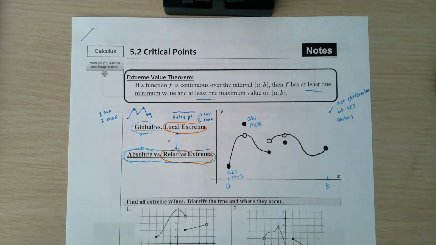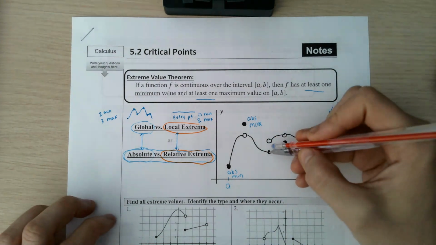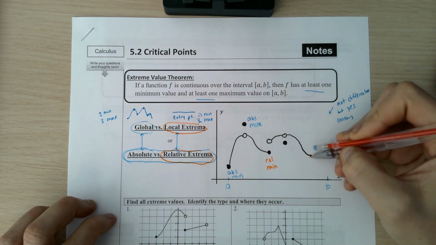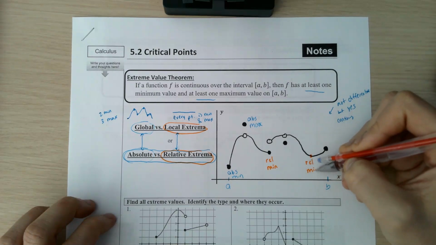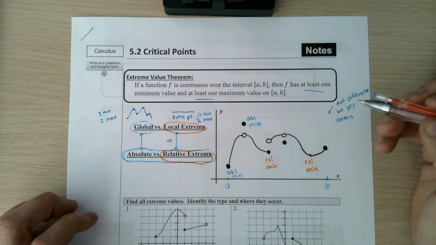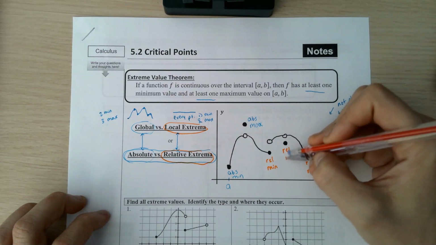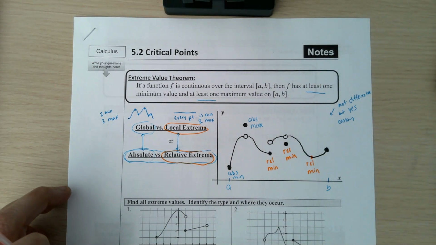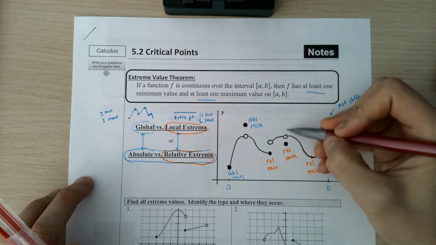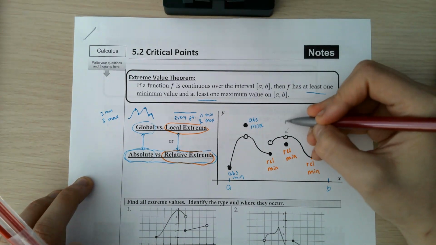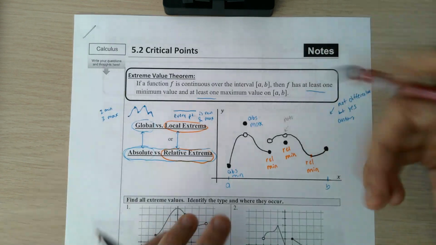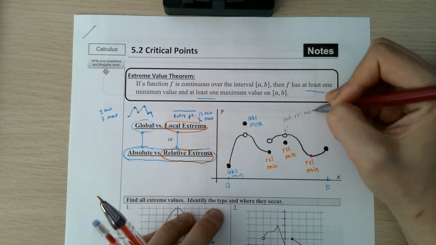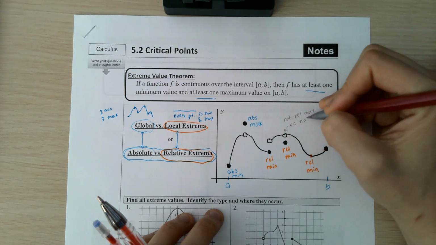And then we can do our relatives. So if we look here, this is a relative min. Right here is a relative min. Here's a relative min. This one is not a relative max because it's not a point. It's a hole.